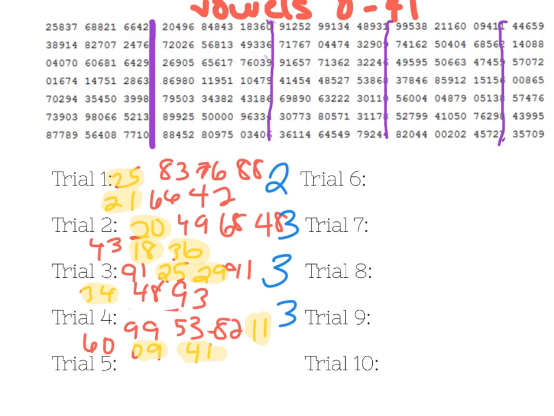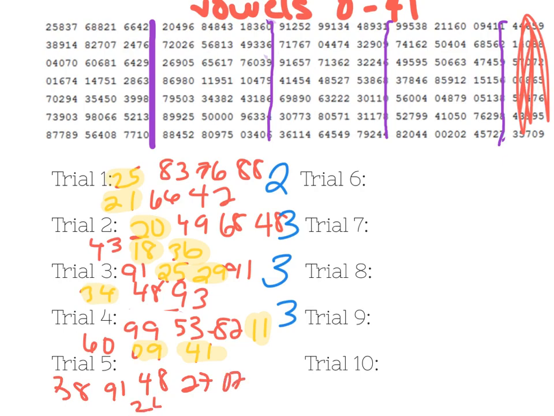So I'm going to keep going. Trial 5. Okay, so I'm not going to use this last column over here. So I'm going to go on to this row. So 38, 91, 48, 27, 7, 24, 76. So I have 38, 91, 48, 27, 07, 24, and 76. That means I have 1, 2, 3, 4 numbers in this group.